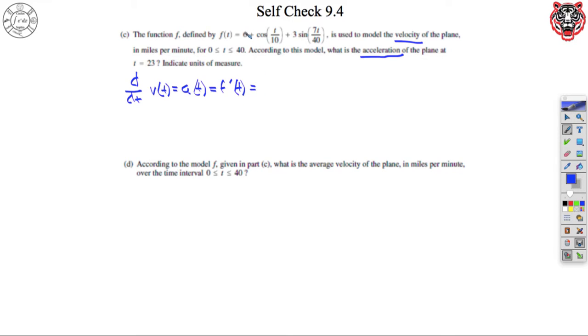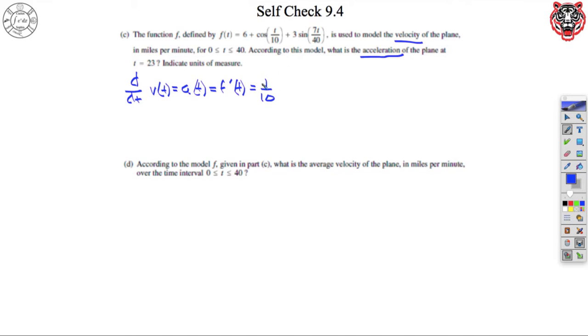So derivative of a constant is 0, so that goes away. Derivative of cosine. So remember, this is going to be chain rule. Chain rule is going to pop out a 1/10 for the inner. So derivative of the outer times derivative of the inner. The derivative of the inner is 1/10. I'll do that first. And then the derivative of the outer, cosine. So cosine is going to change to sine, and this is going to change.